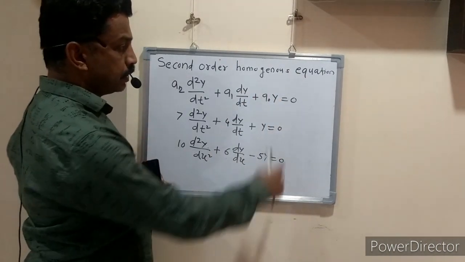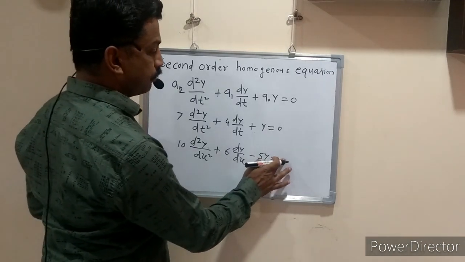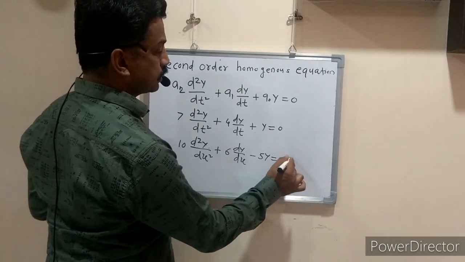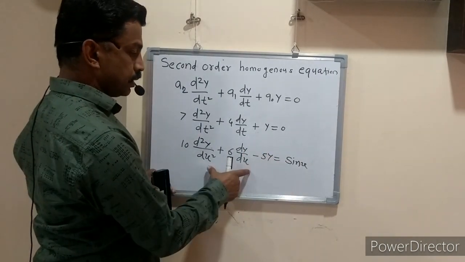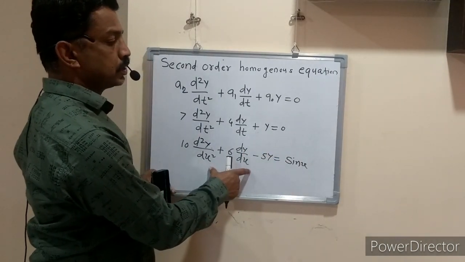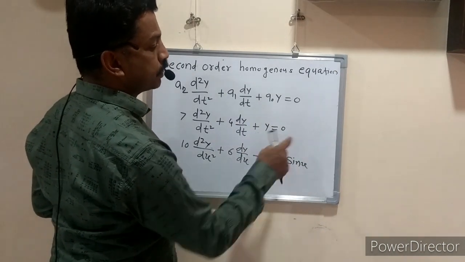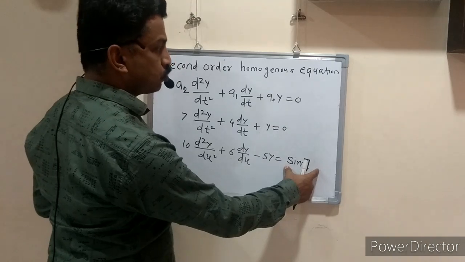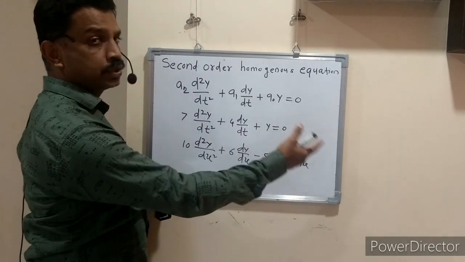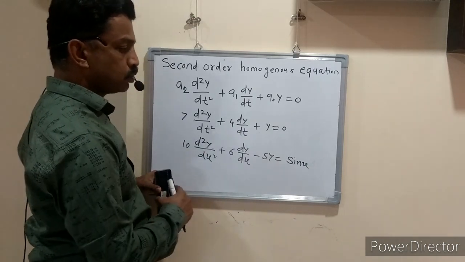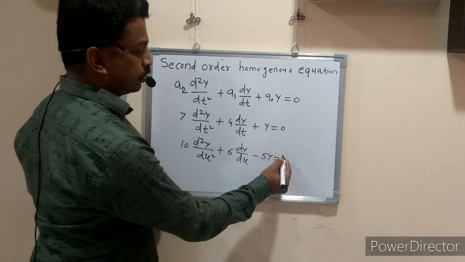Keep in mind that here the right side is 0. If instead of 0 there is a term like sin x, then this equation is not homogeneous, it is non-homogeneous. Why? Because the dependent term y is not present there. If the dependent term y is not present, then such type of equation is known as second order non-homogeneous differential equation. It is not in our syllabus, but you should know it.